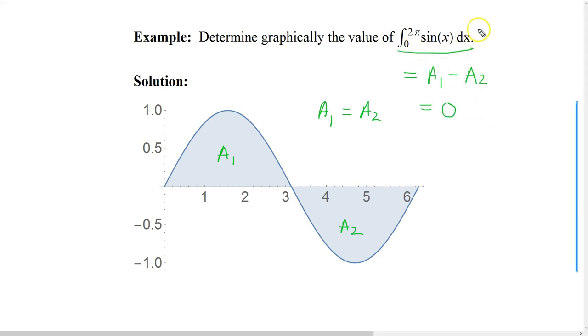So if we were to evaluate this using the limit of the approximating sums, we would find that we just get back 0. So it's a lot easier to look at it graphically and determine that it's equal to 0 than actually evaluating the limit of those approximating sums. So that concludes our discussion of how to properly interpret a definite integral for functions that change sign.